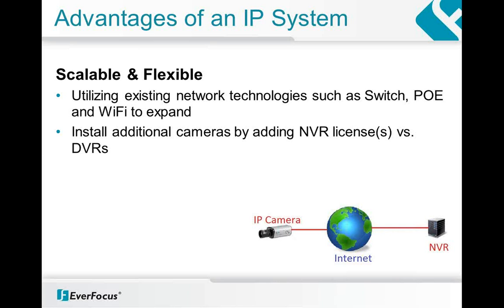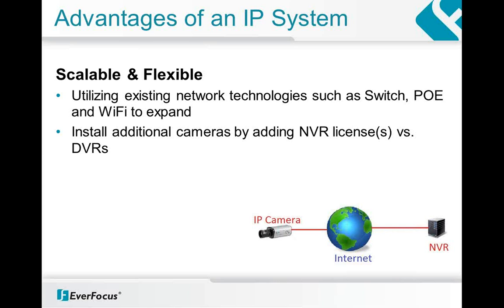Also, you can add additional licenses to an NVR, whereas with an embedded DVR in the analog world, if you buy an 8-port or 8-channel DVR, you're fixed in with an 8-port DVR. You can't expand any. You would have to buy another unit in order to expand the number of cameras that you wanted to add to the system.